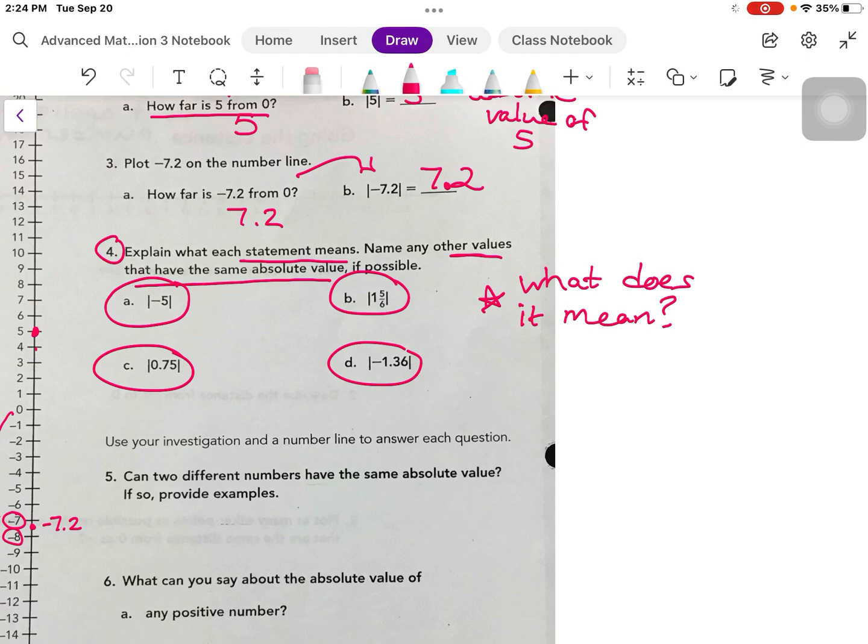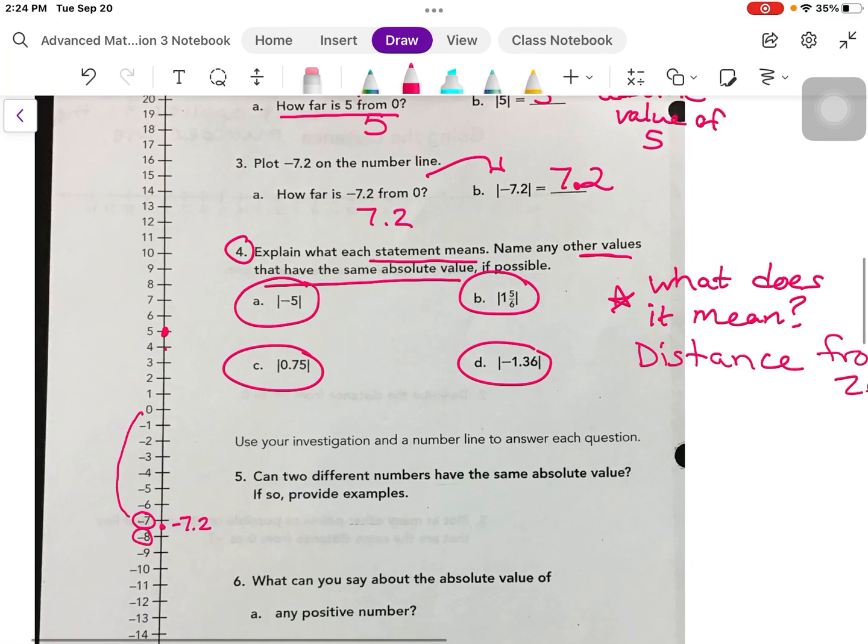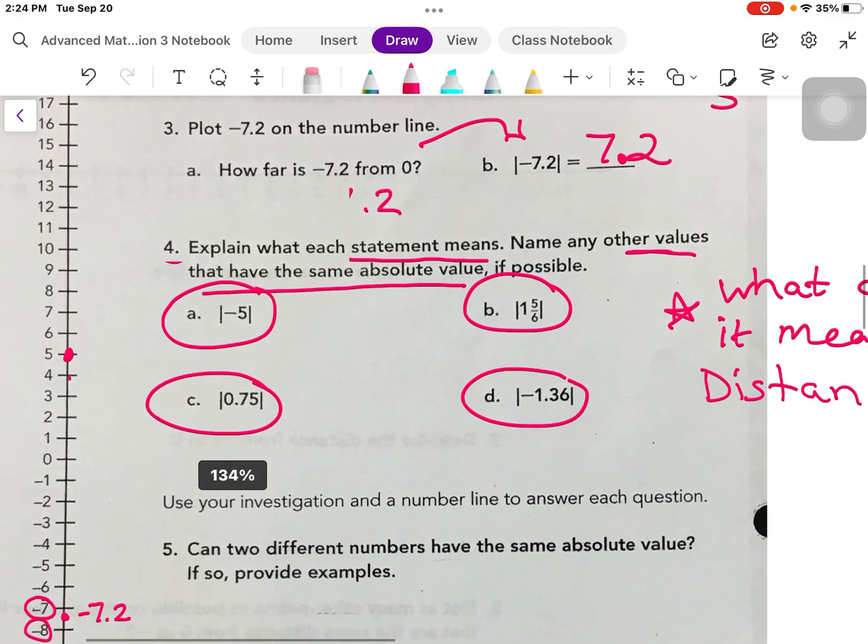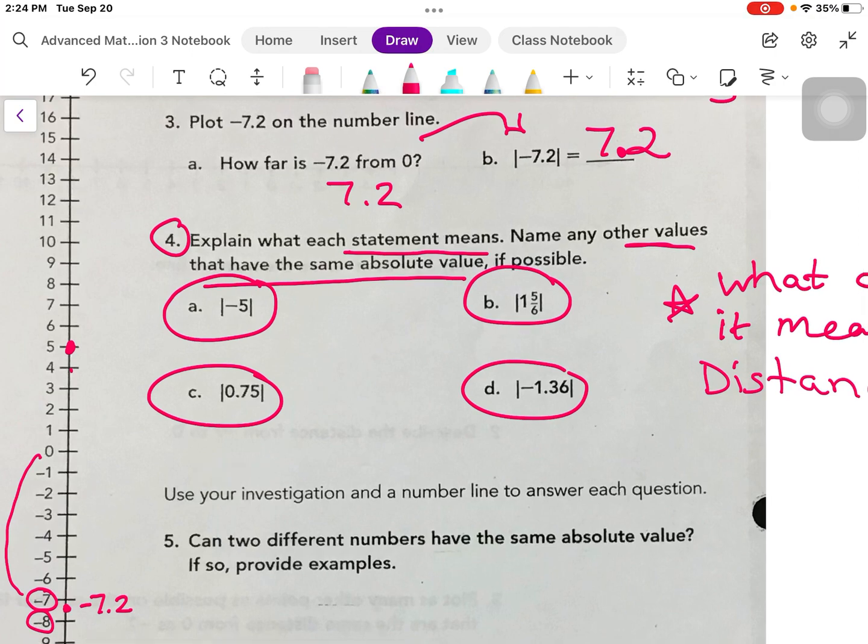All right, hopefully you wrote down that by seeing those bars, those problems indicate the distance from 0. That's what they mean. That's what it means when you see those bars. It means how far away is this from 0?